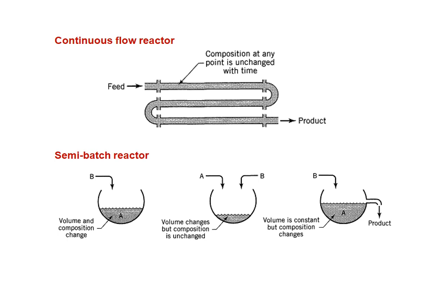So we can see continuous flow reactors. Another name is MFR, or we can call it a plug flow reactor. A continuous flow reactor is a tube shaped reactor where feed is given from one side and product is achieved from the other side. So the composition at any point is unchanged with time in a continuous flow reactor.